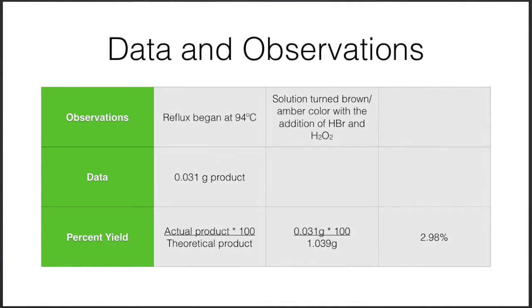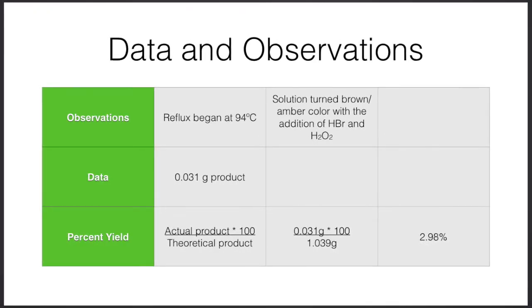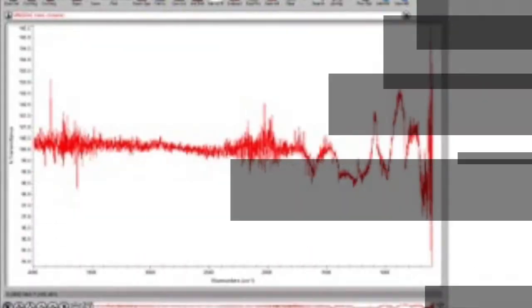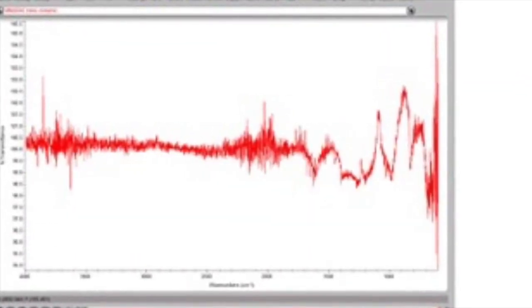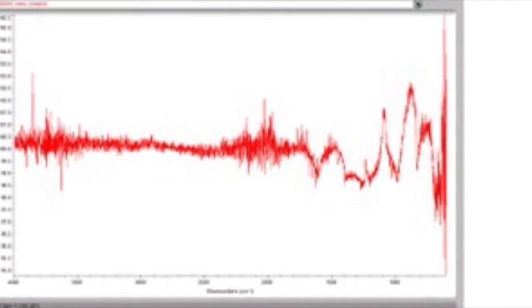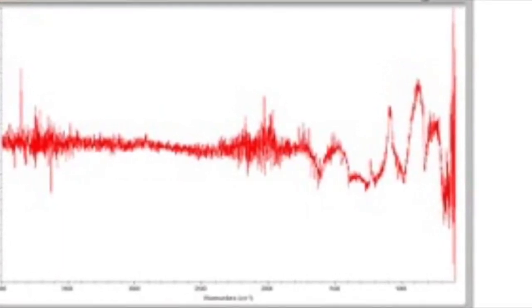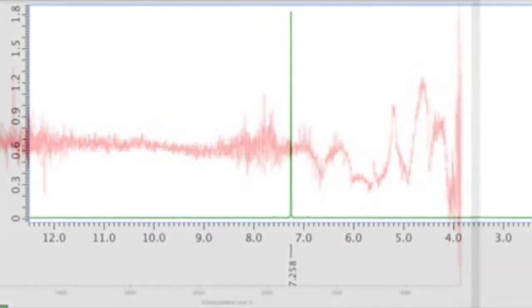Figure 4 displays the carbon-13 NMR of the product obtained, which only displayed the signal from the solvent used. Figure 5 displays the DEPT NMR of the product obtained, which also only displayed the signal from the solvent used.